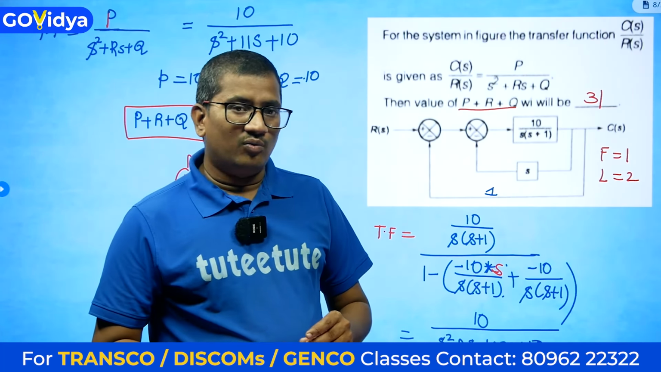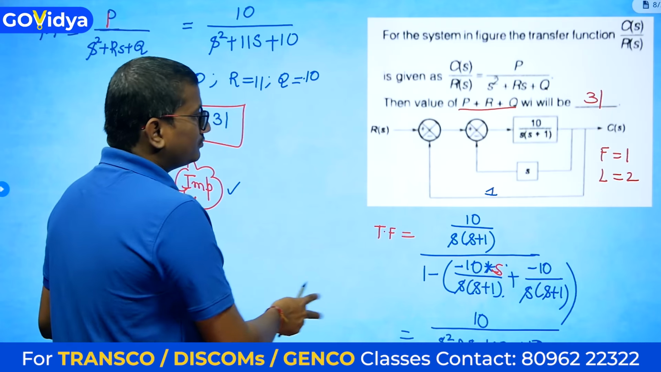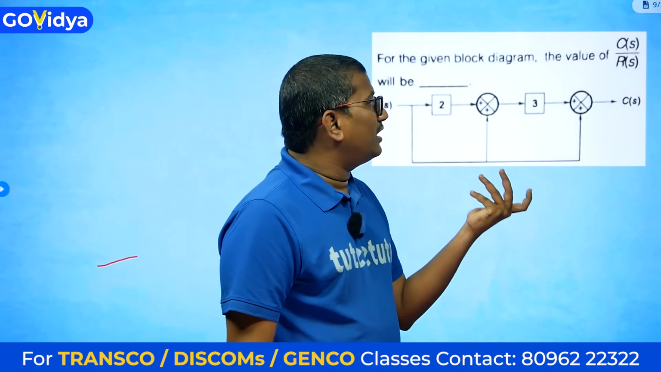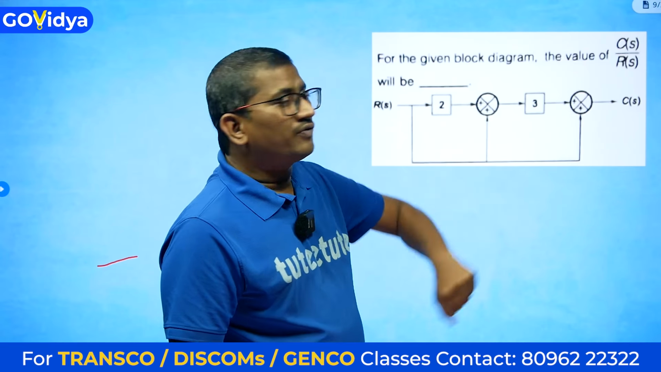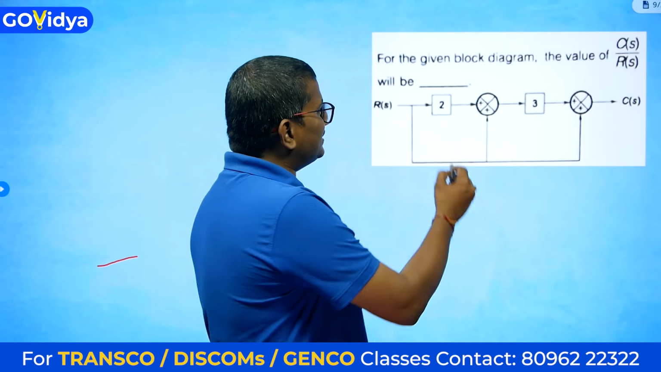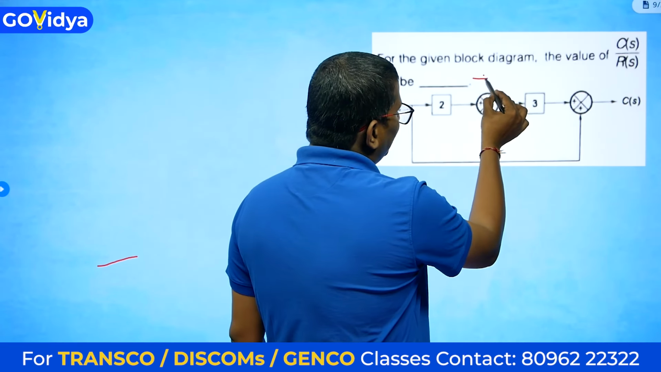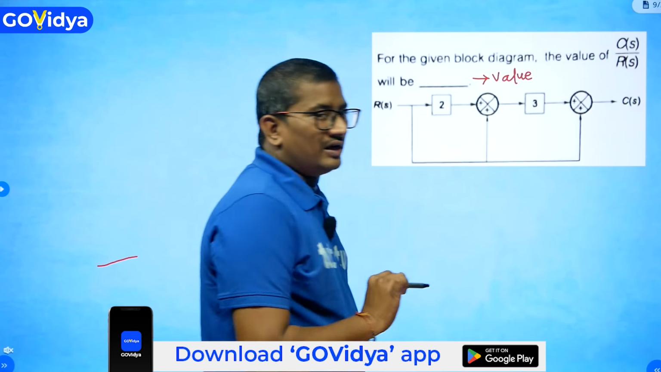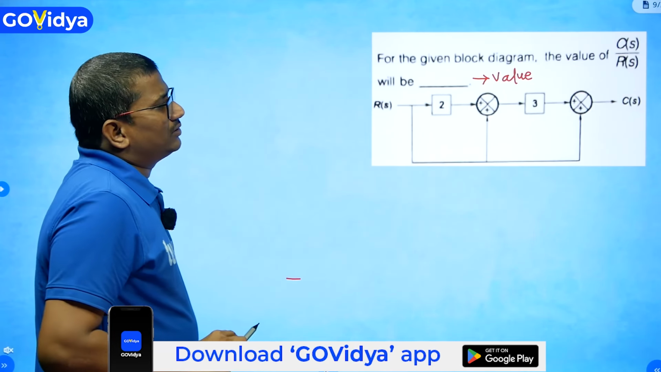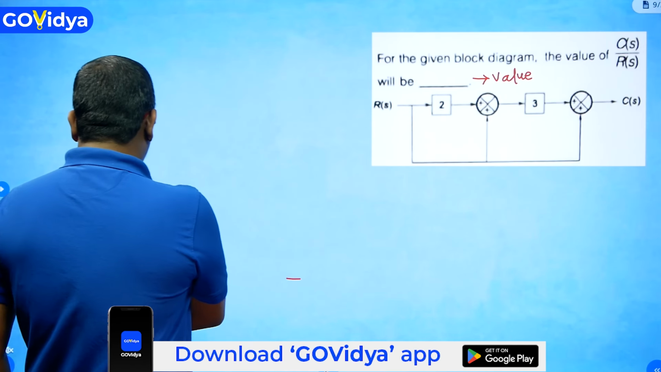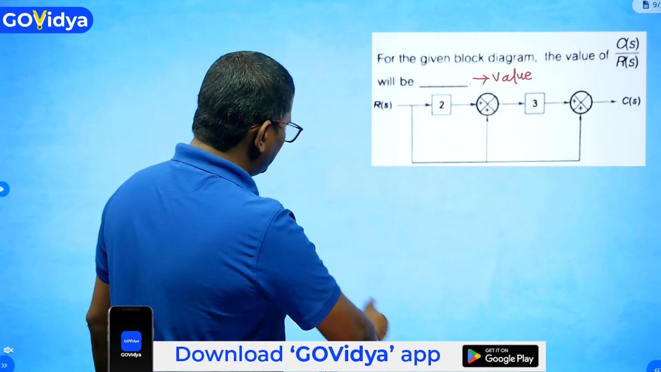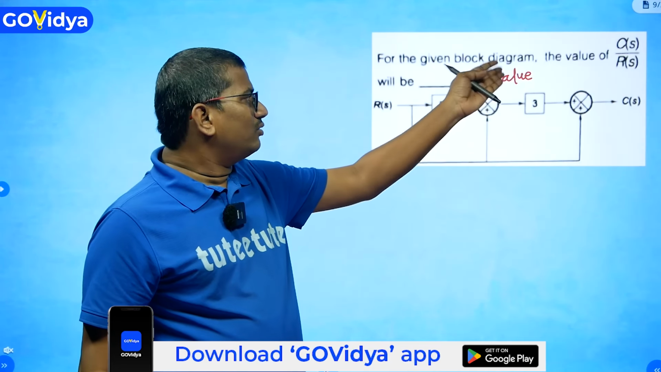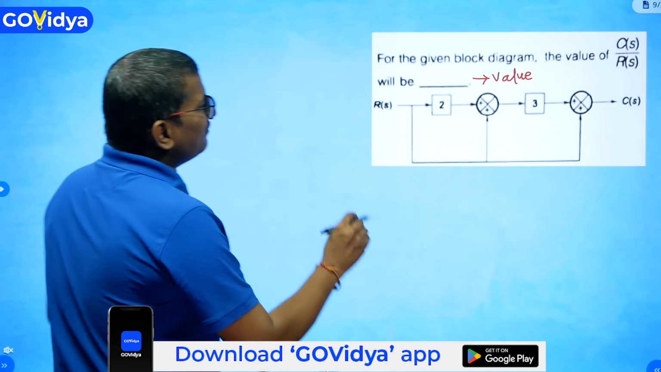Now, let us see one more question. It is also a question related to transfer function, but here the transfer function is a value. So now we are going to calculate the transfer function value. As usual, I will use the signal flow graph. When I have the block diagram, I always convert it into a signal flow graph. So how many forward paths are there?